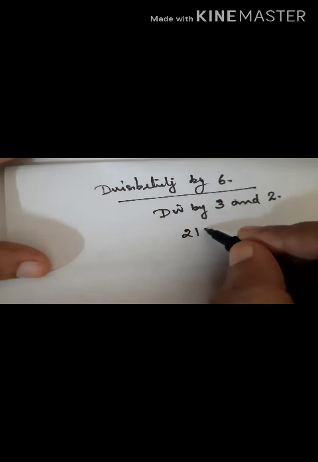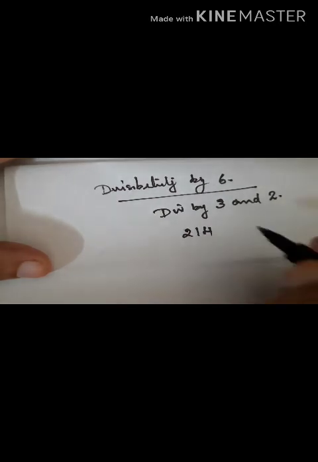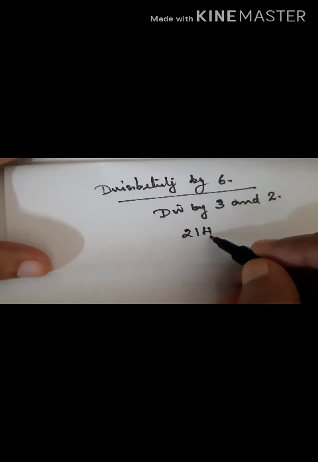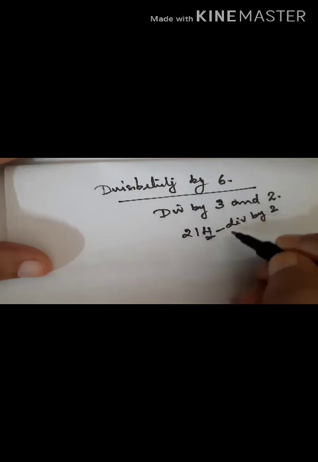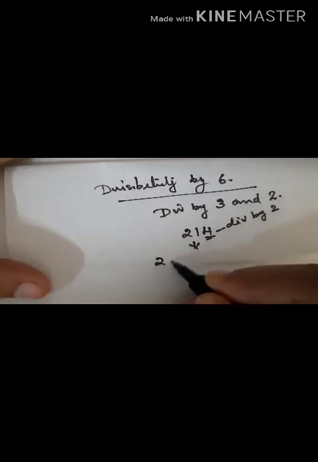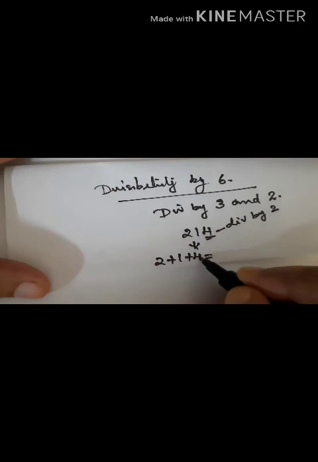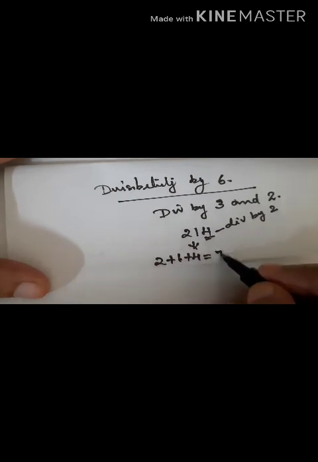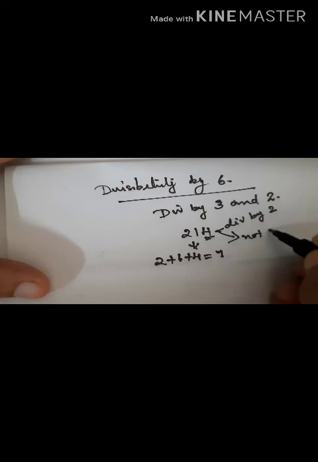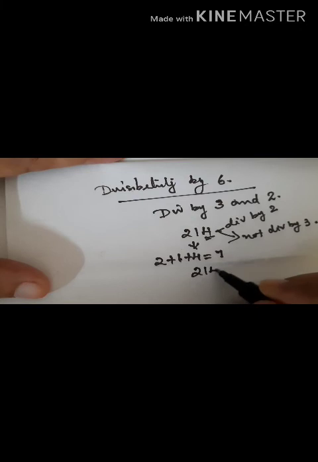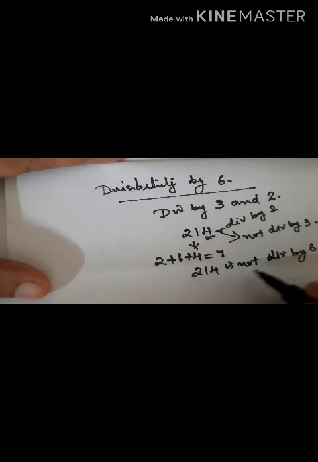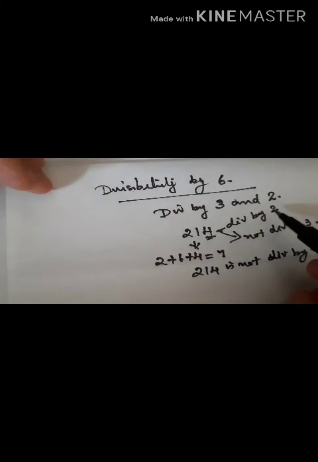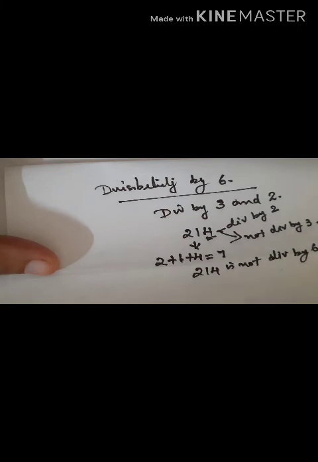2, 1, 4. Is this number divisible by 2? Yes, isn't it? Because the last number is 4, it is divisible by 2. What about 3? You have to check. 2 plus 1 plus 4. What is the answer? 4 plus 1, 5. 5 plus 2, it is 7. So, not divisible by 3. So, the number 214 is not divisible by 6. If a number is divisible by both 2 and 3, then you can say that it is divisible by 6.